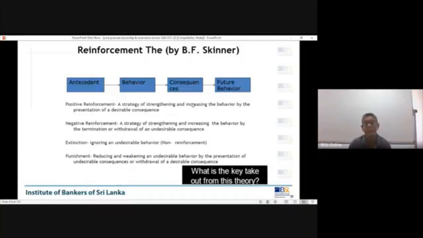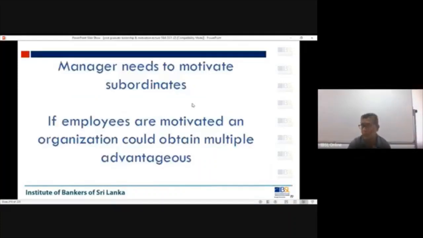Right? So that is what you call reinforcement and punishment. Okay? Right. So these are what we can say are some of the process theories. Right? So we learn process theory and content theory.